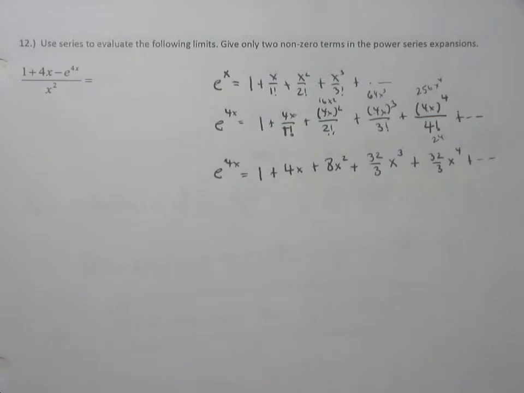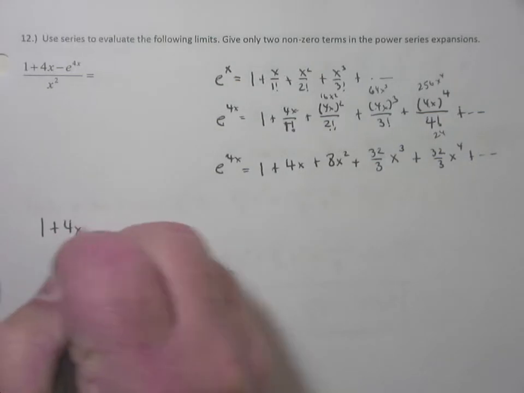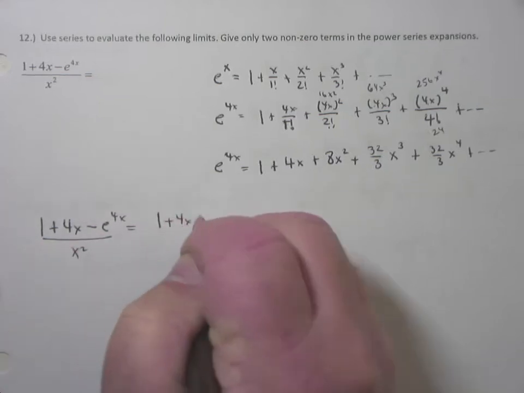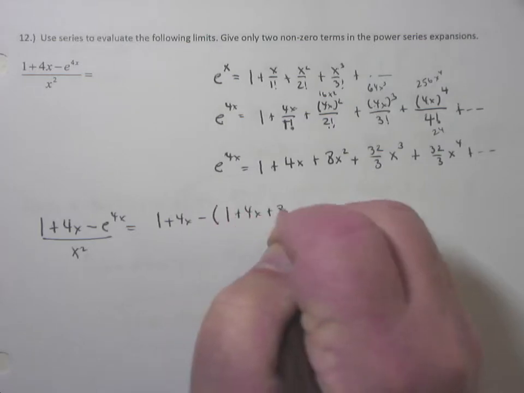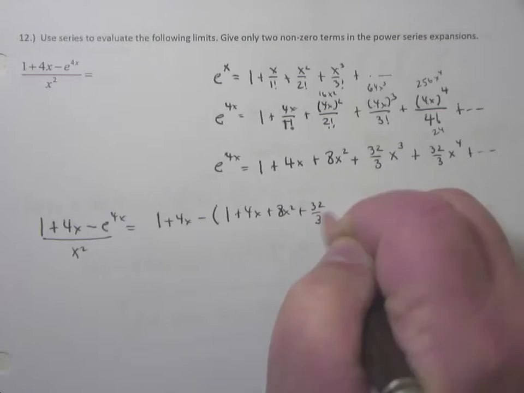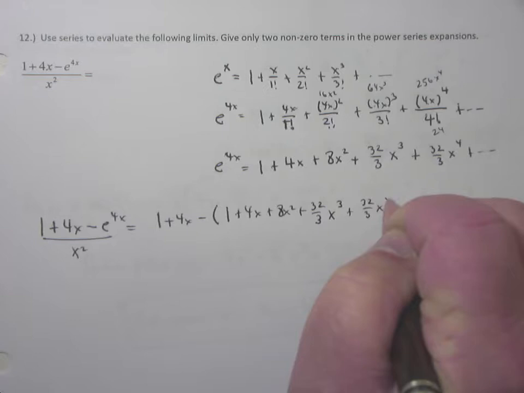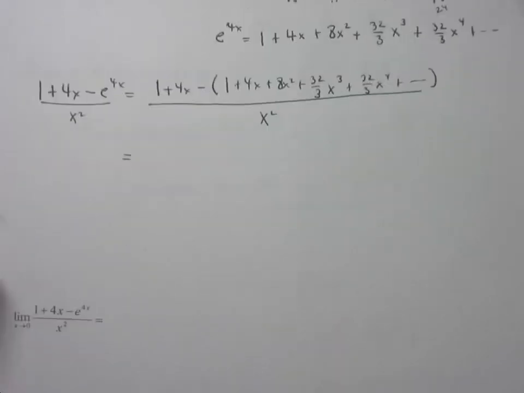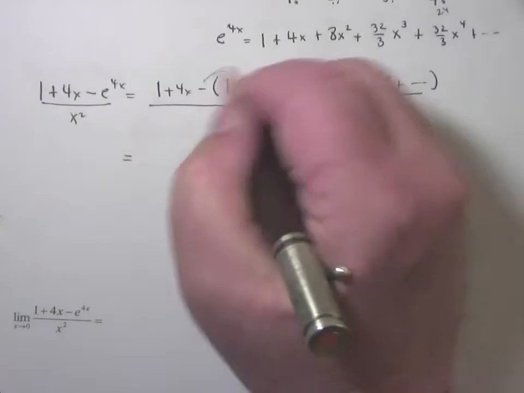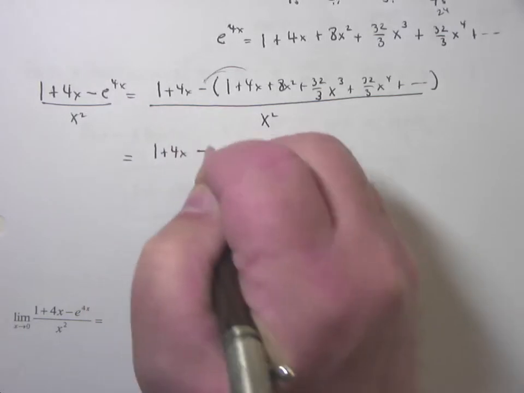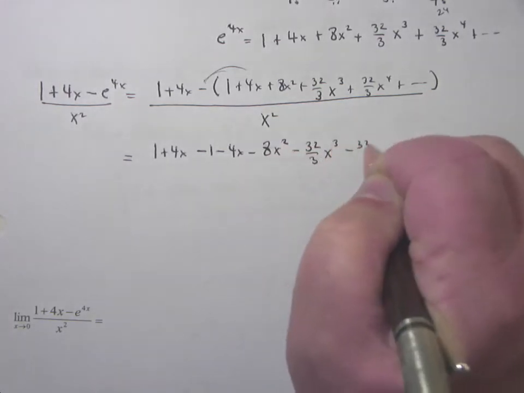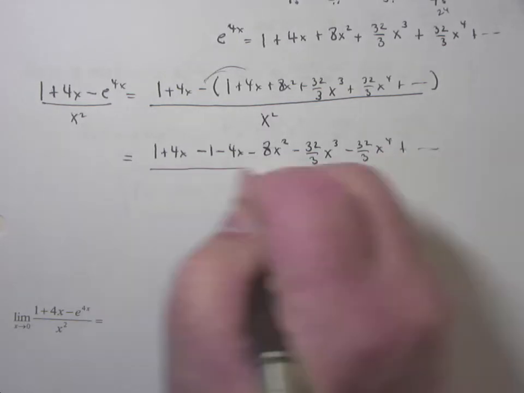Now, plug it into your function. 1 plus 4x minus e to the 4x, divided by x squared there, would be equal to 1 plus 4x minus parentheses, 1 plus 4x plus 8x squared plus 32 thirds x cubed plus 32 thirds x to the fourth plus dot dot dot, all over x squared. Now, this is a game of algebra. That negative, notice the one if we use a parentheses here, that negative will distribute. And when it distributes, you get 1 plus 4x minus 1 minus 4x minus 8x squared minus 32 thirds x cubed minus 32 thirds x to the fourth plus dot dot dot all over x squared.